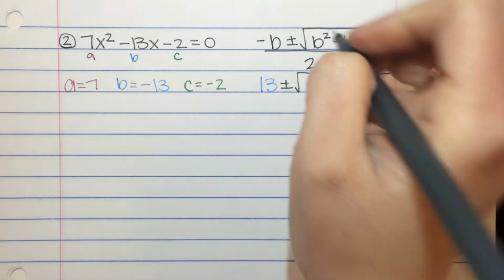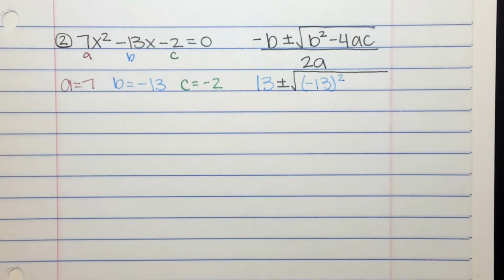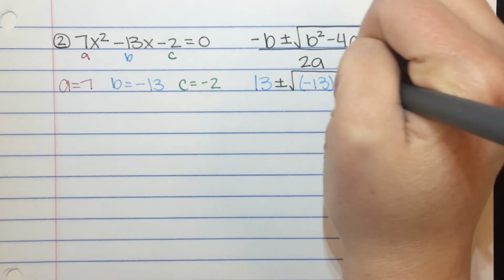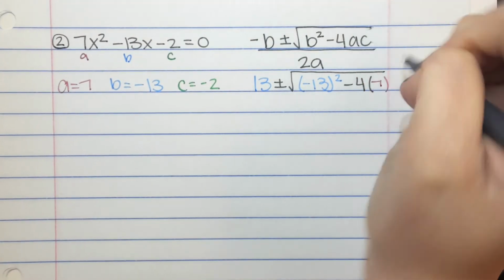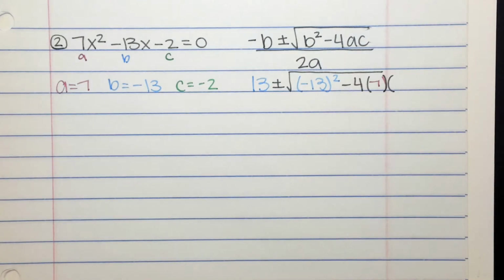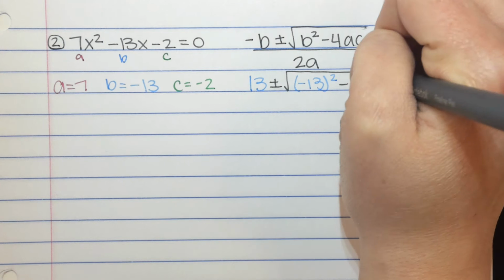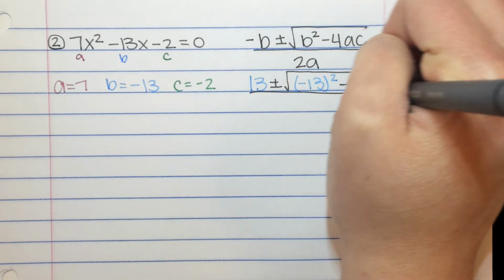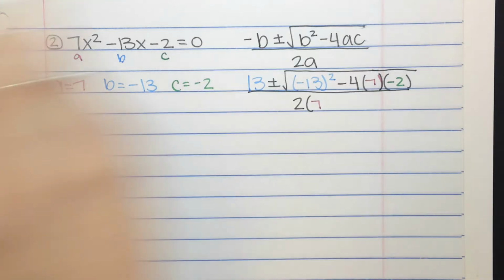So b squared. So we have negative 13 squared minus 4 times 7 times c, which is negative 2, all over 2 times a, which is 7.